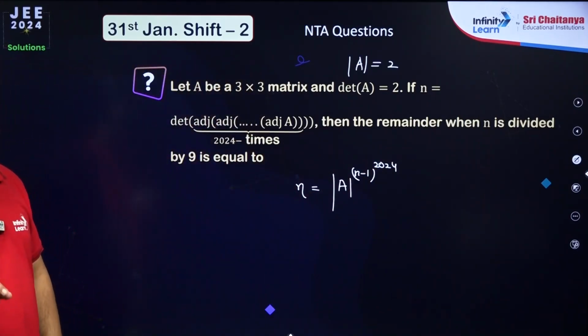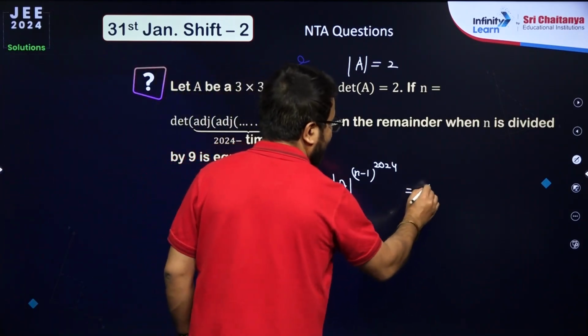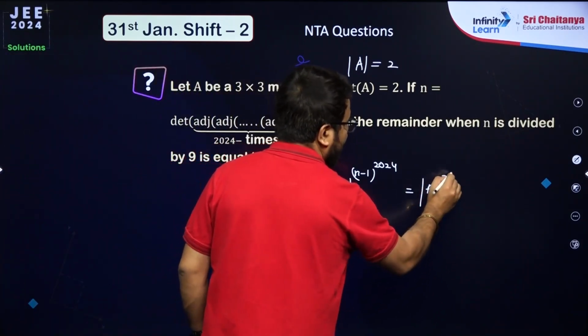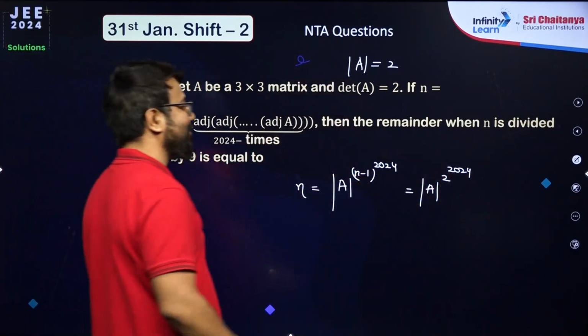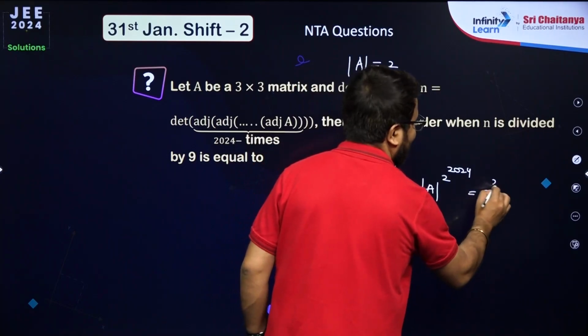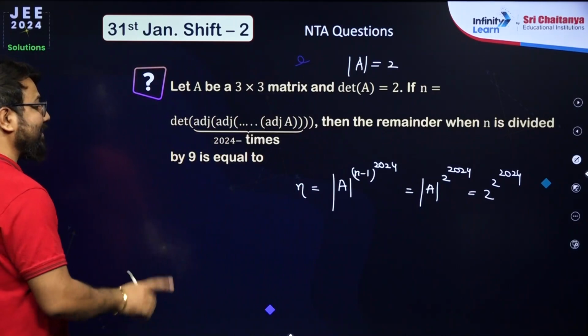Now what is n minus 1? n is the order. Order is 3 cross 3, so n value will be 3. So it is 2 raised to the power 2024. Now determinant A is also 2. So that means it will come 2 raised to the power 2 raised to the power 2024. Okay.